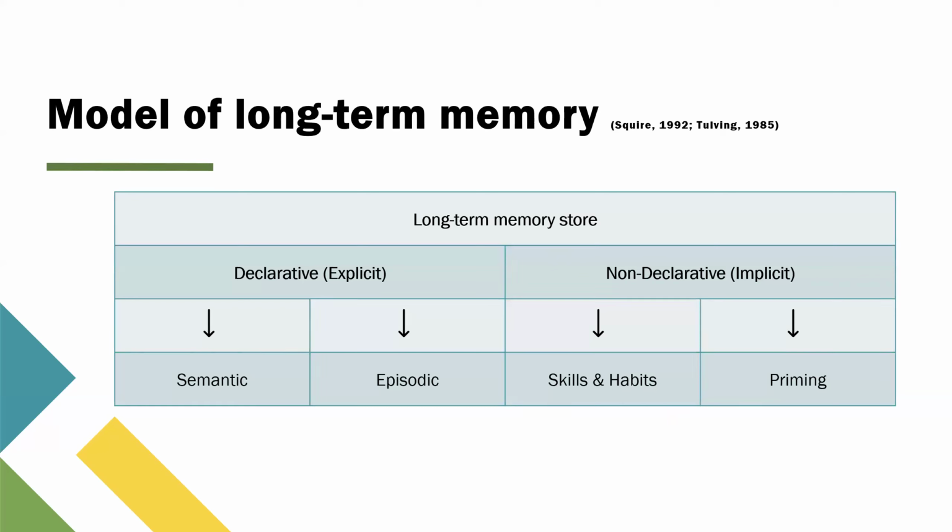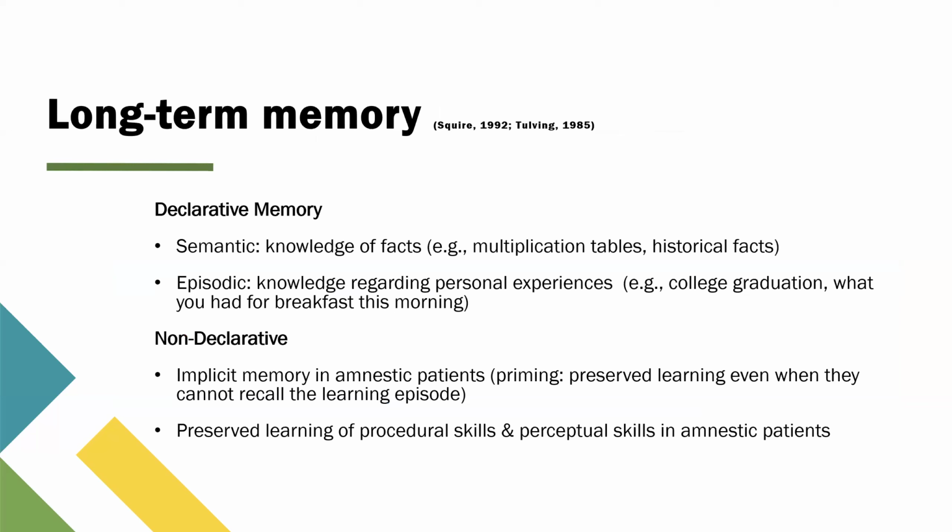So a model of long-term memory, and this is from back in the 80s and 90s. They're seeing long-term memory as this big long-term memory store, and then that's broken down into declarative or explicit memories, and then non-declarative or implicit memories. And then declarative is broken down a little bit more, and so is non-declarative. We'll look at that on this slide.